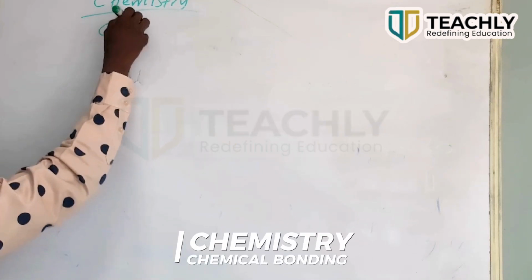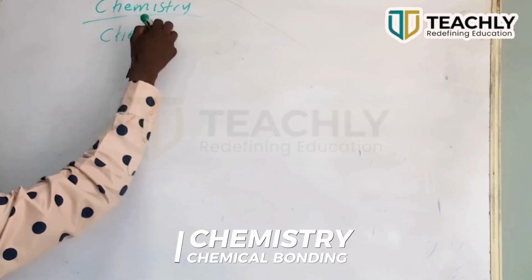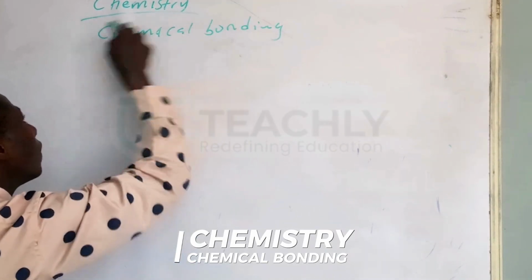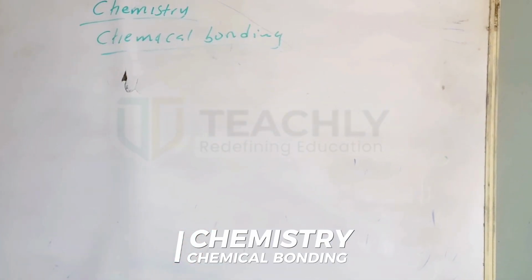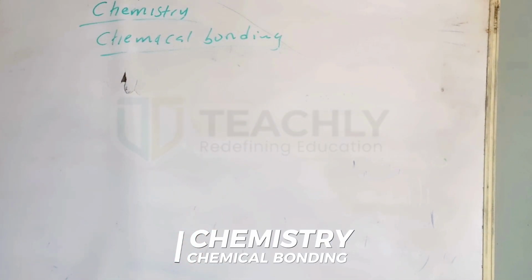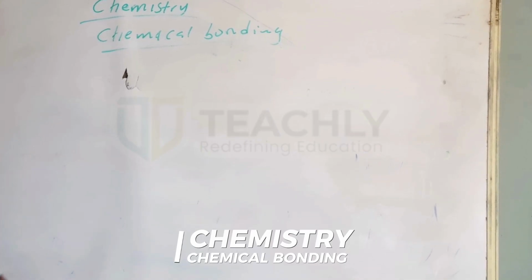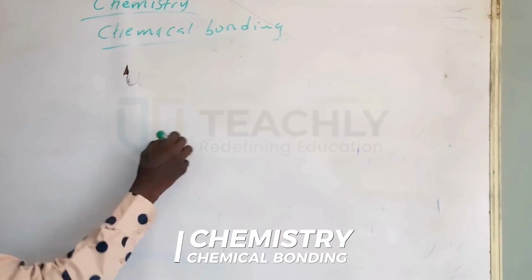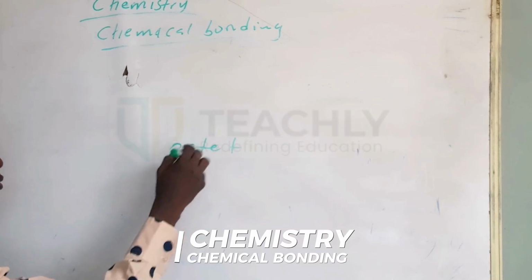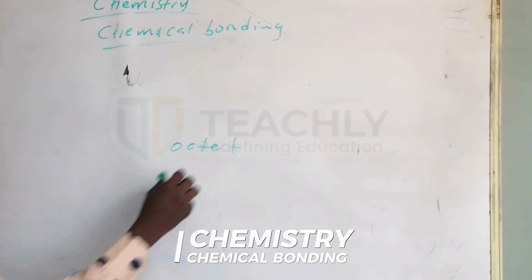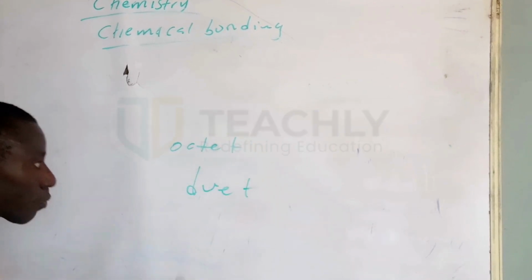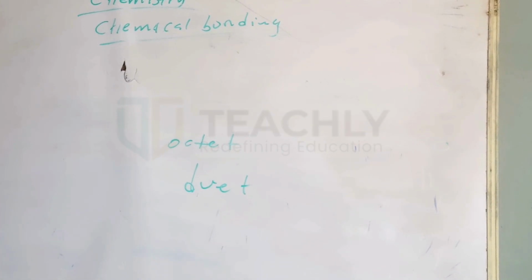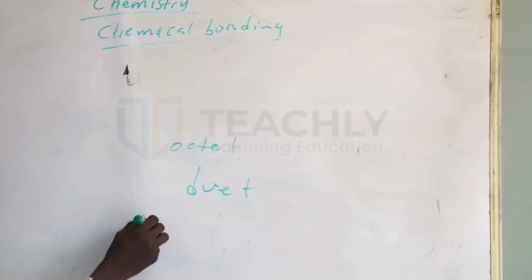This morning we are looking at chemical bonding. Chemical bonding is a process where a chemical compound attains octet structure or duet structure. When I say octet, it means their outermost electron shell is completely filled by the time two atoms react together.